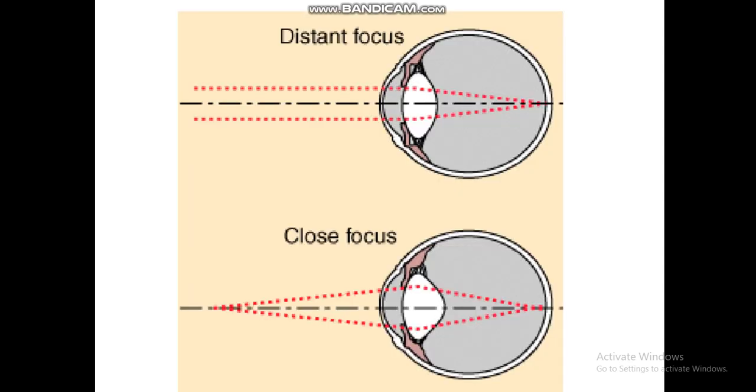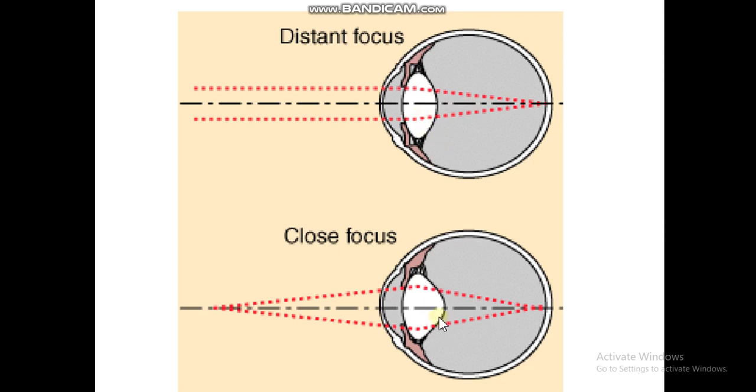Here you can see in this picture an eyeball, and this eyeball is focusing objects at two different locations. In this case the eyeball is focusing an object which is far distant, or distant focus. So the object is at a far distance, and here the object is a little closer. So the eye is focusing the closer object and trying to form the image on the retina. In both cases the eye is trying to focus the object and form the image on the retina.